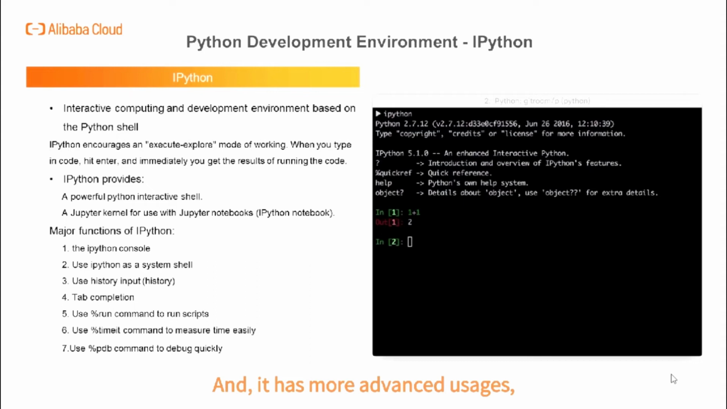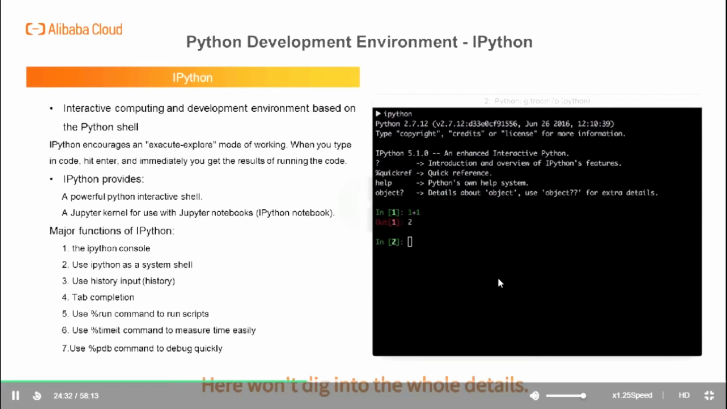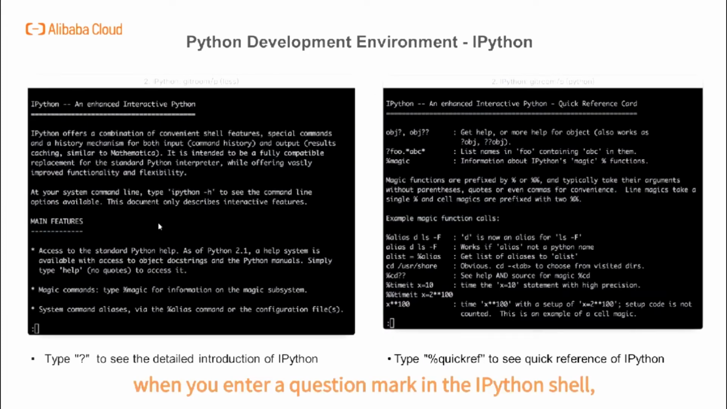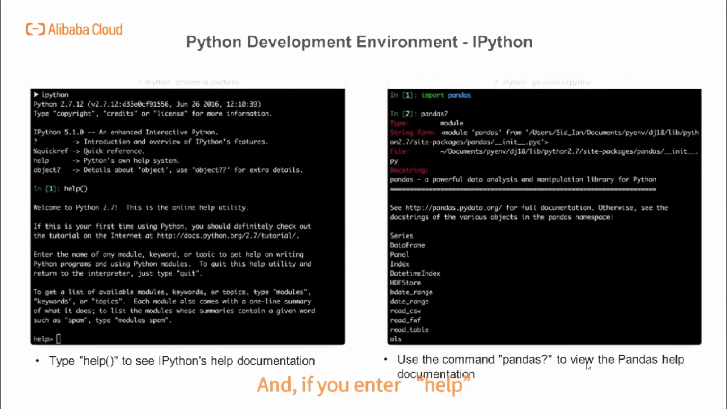That is, we can press the tab key to let IPython complete the code for us. And it has more advanced usages, for example, running a script through %run, etc. Here we won't dig into the whole details. You can always check the details easily. After entering IPython on the command line to launch it, when you enter a question mark in the IPython shell, you will get a very detailed introduction to IPython. If you enter %quickref in IPython, you will get the quick reference of IPython, for example, some magic function calls provided by IPython. And if you enter help, you will get the full help document of IPython.